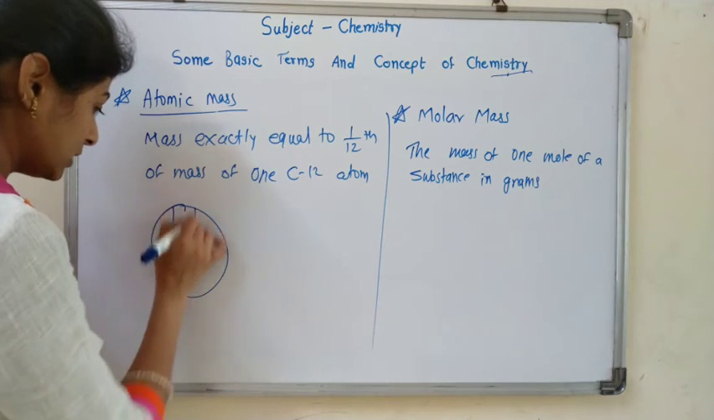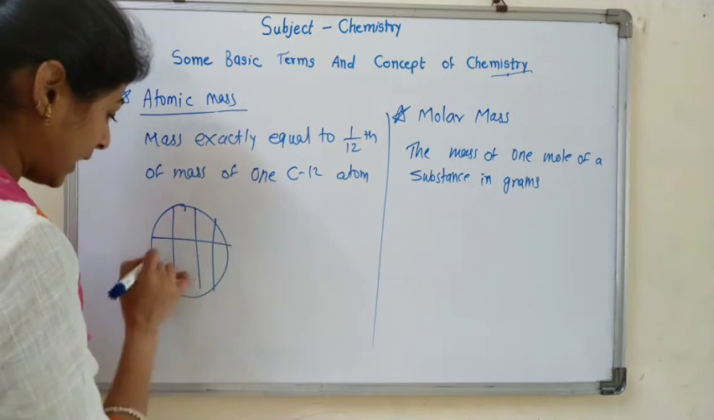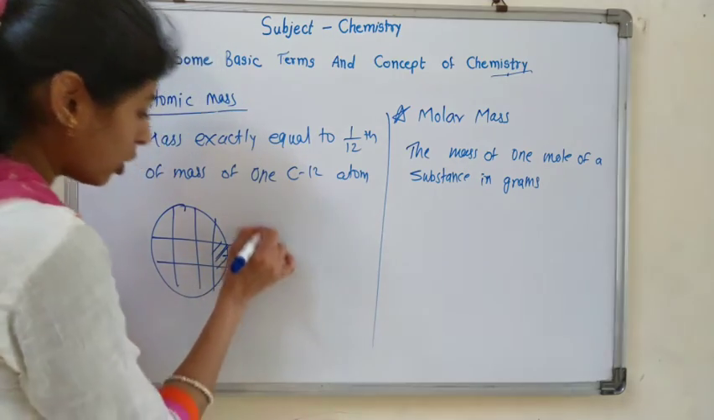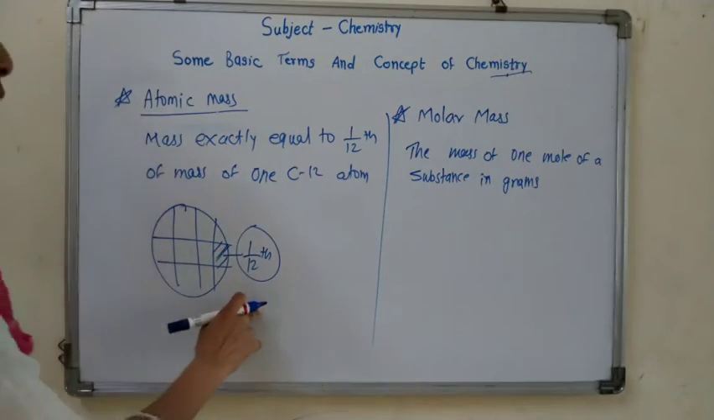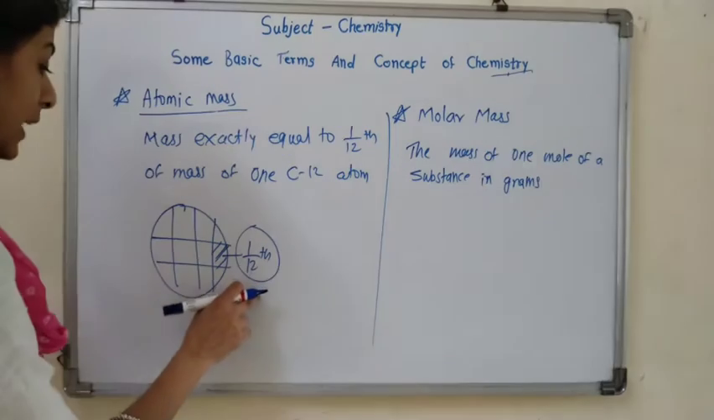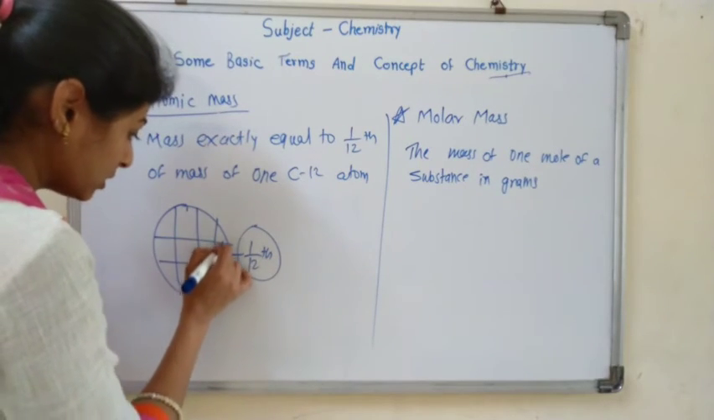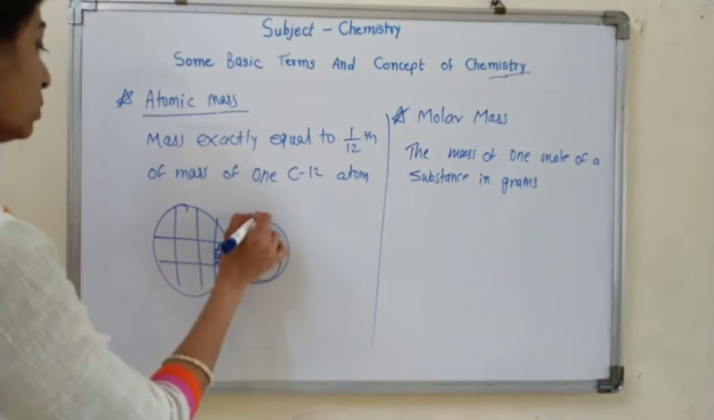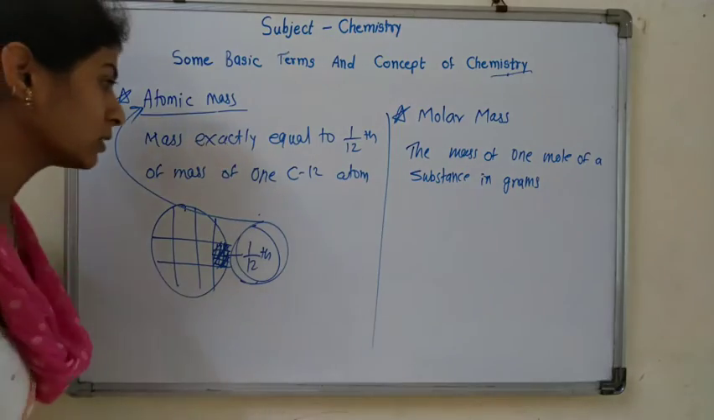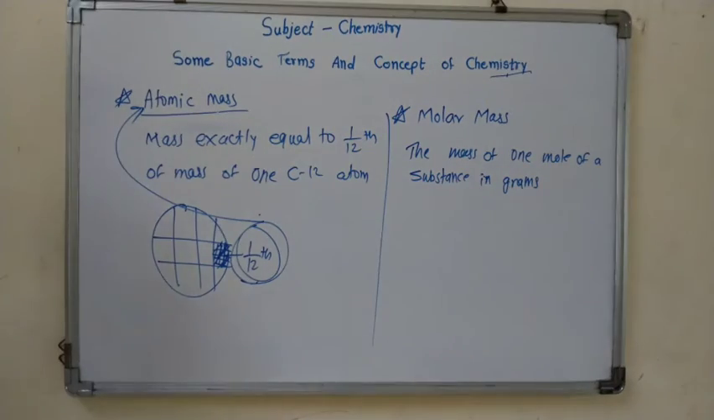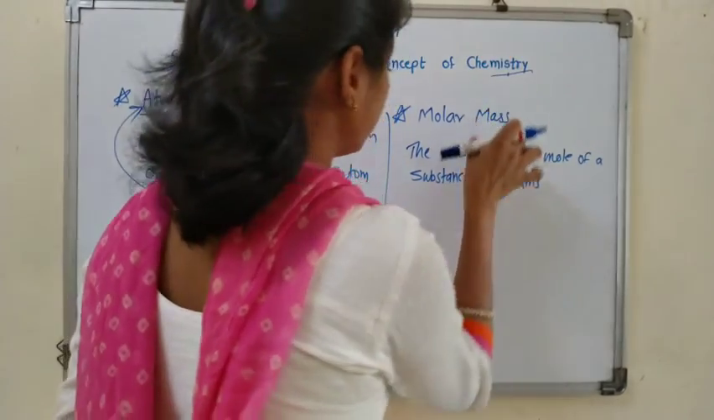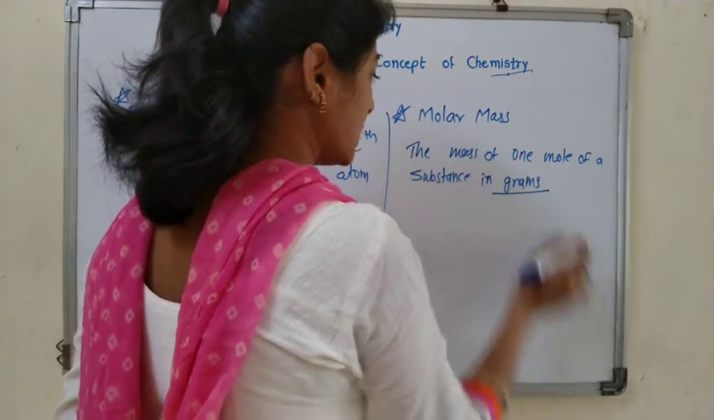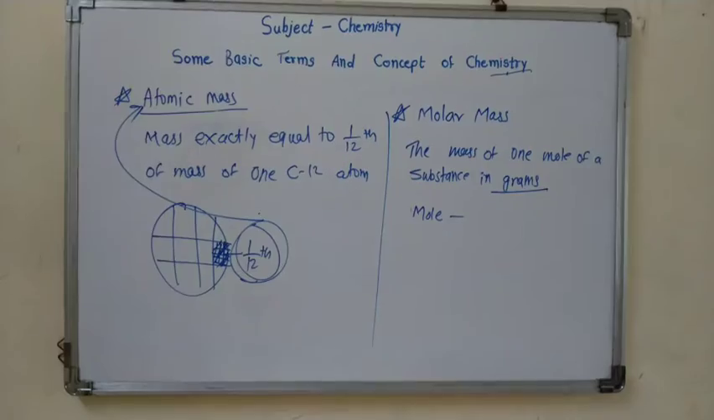It means that this is the carbon atom and the mass of 1/12 mass of one carbon atom, this shaded part, is exactly equal to the atomic mass of that entity. Okay. Now, molar mass. What is meant by molar mass? The mass of 1 mole of a substance in grams is called molar mass.